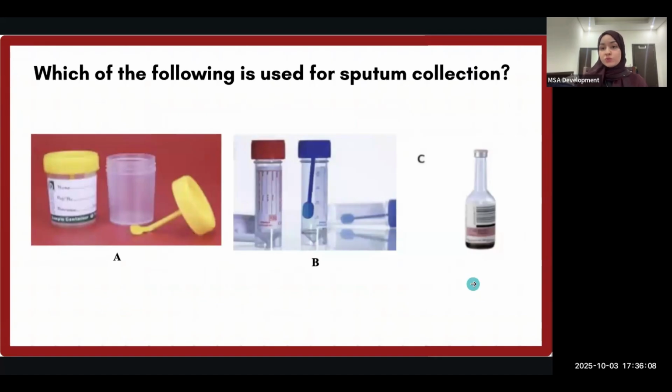Which of the following is used for sputum collection? Guys, this is A. I actually got this wrong in our OSPE, and I'm traumatized from it because it's so easy, but I was overthinking it, and I completely forgot this is what the sputum collection tube looks like. So the sputum collection one is the one that's bulkier and smaller. You'll probably get asked about this too, so please memorize it.